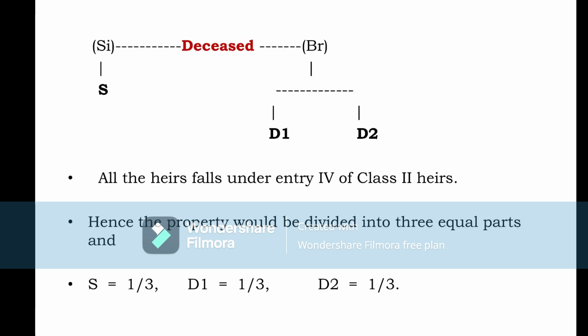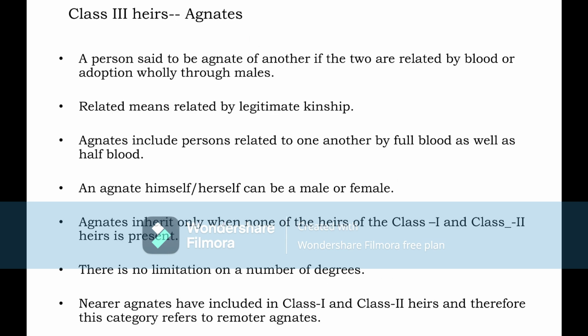This is the fourth entry of class 2, that is, children of brothers and sisters. The sister has one son, whereas the brother has two daughters. All are included in entry 4 of class 2 heirs. Hence, the property is divided equally among all three heirs: sister's son, brother's daughter, and brother's daughter. So each will get 1/3. Sister's son will get 1/3, the brother's first daughter will get 1/3, and the brother's second daughter also will get 1/3. So this is the class 2 heirs.